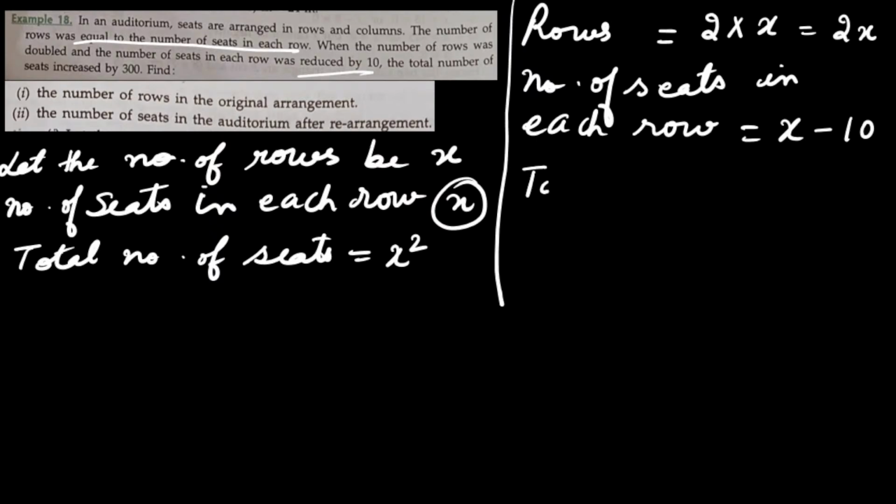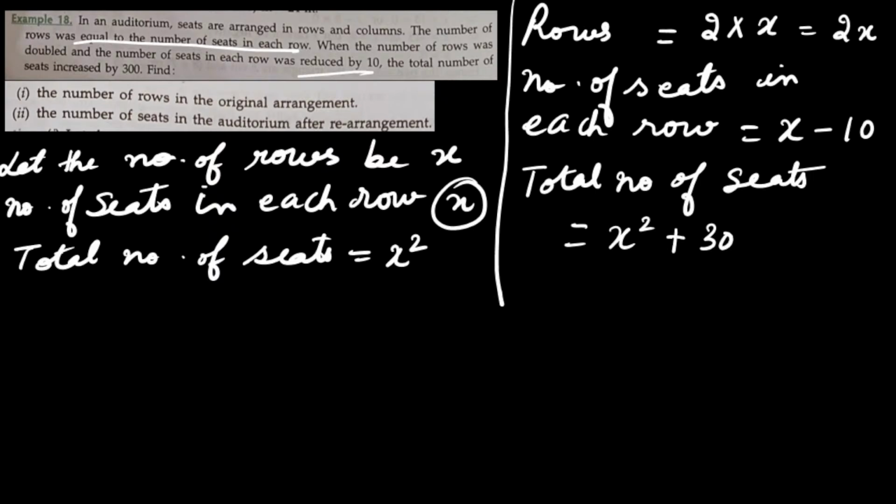So they have mentioned here that total seats are increased by 300. Increased by 300 means earlier it was x square, now the seats are increased by 300. So it is x square plus 300.